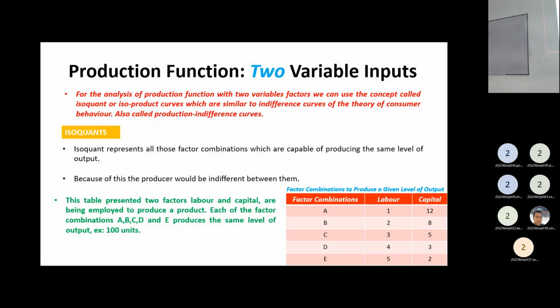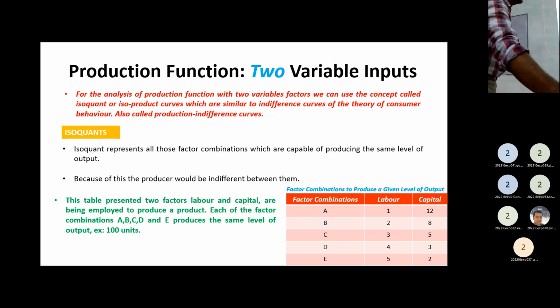Now, in the short run, you have learned that you have only two inputs. One is fixed and the other one is variable. But now we are going to discuss our production function with variable inputs. All our inputs are now variable, meaning that now we are in the short run or long run? Well, now we are in our long run.